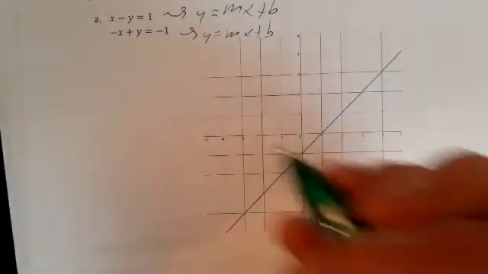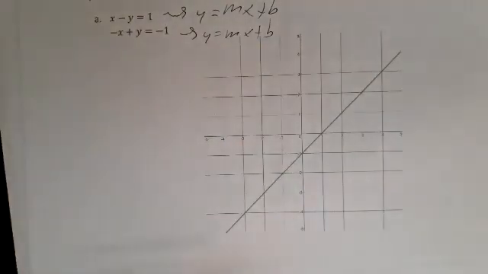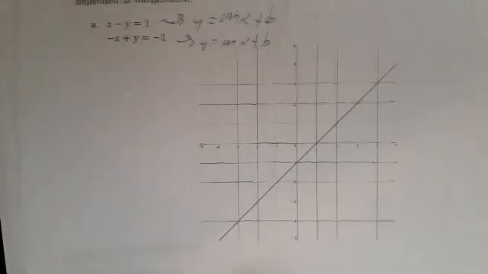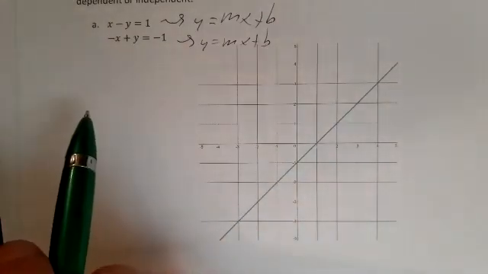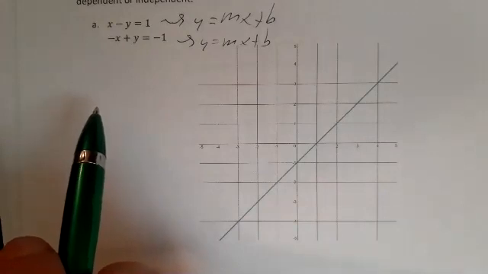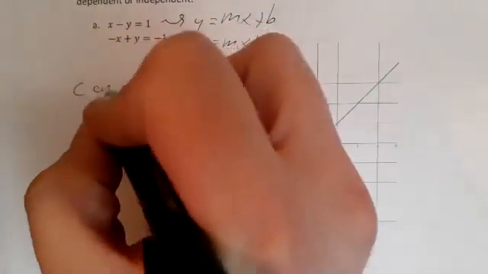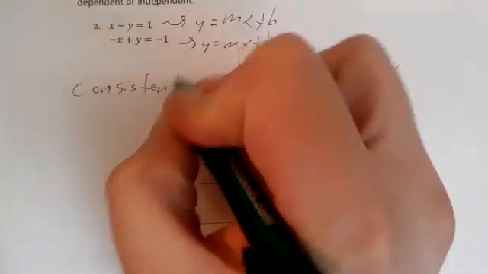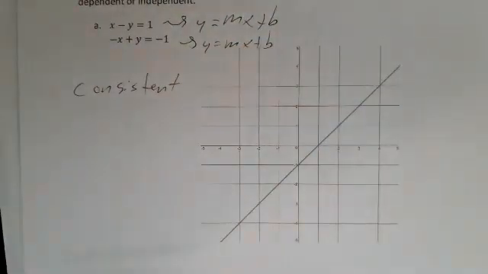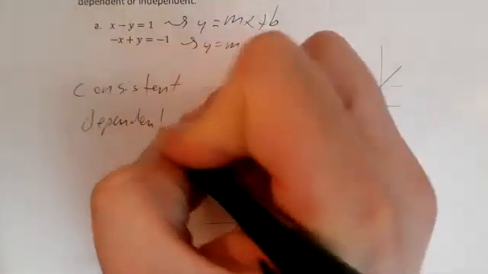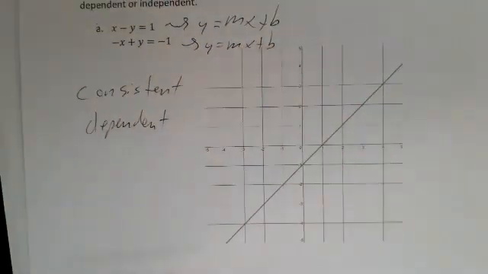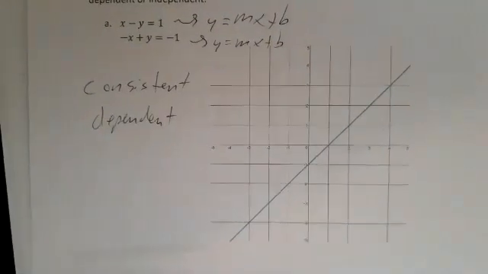And so I want to know, is it consistent or inconsistent? So does it have a solution, I guess is the question. Yes, it has a solution. Consistent. If it's consistent, is it dependent or independent? It's dependent. Yeah, it's dependent because it's the same line. So it's consistent, dependent.